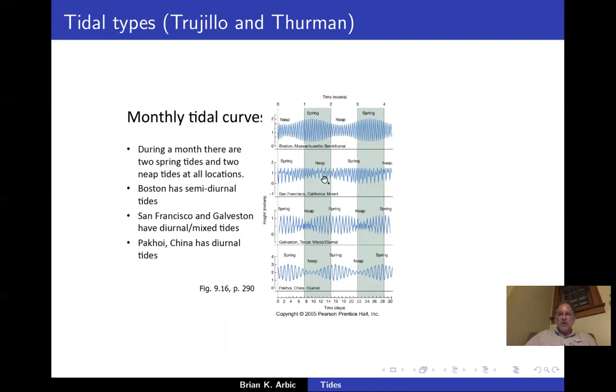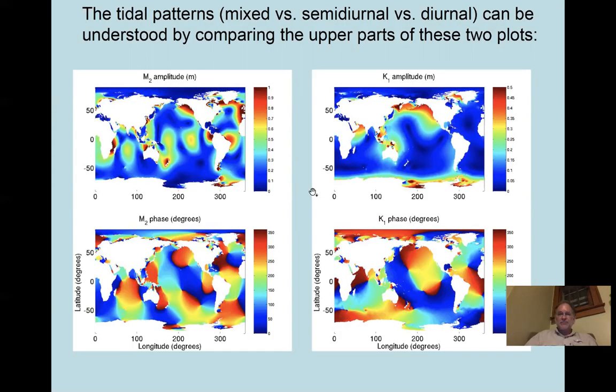On the other hand, if you look at, say, San Francisco, on the US West Coast, it has large diurnal tides, you have the red colors there, and large semidiurnal tides, so that's why you see a mixed pattern.